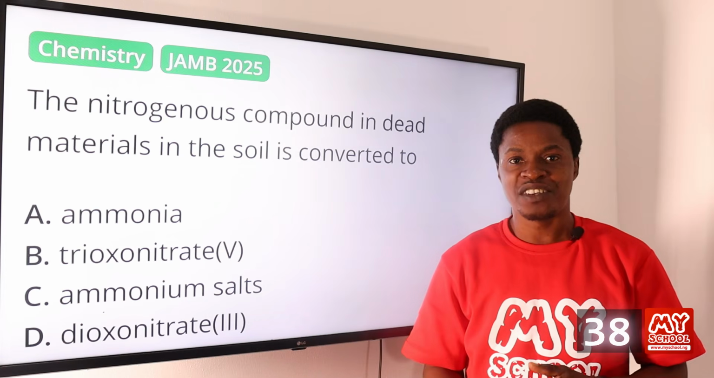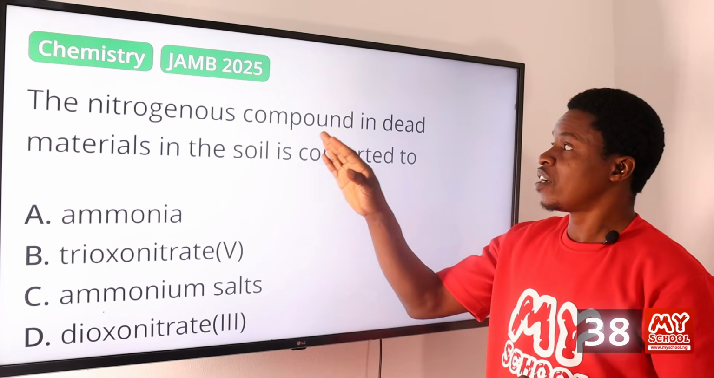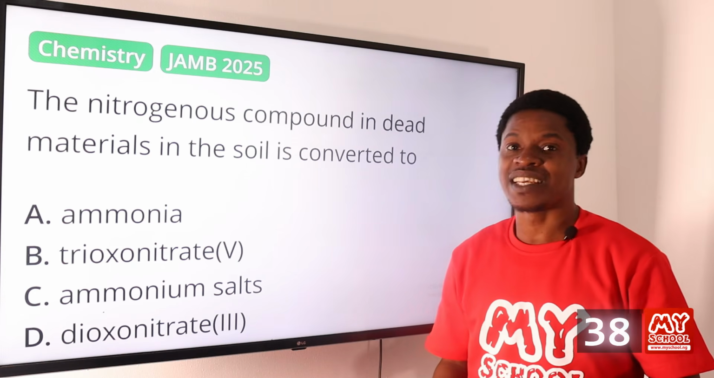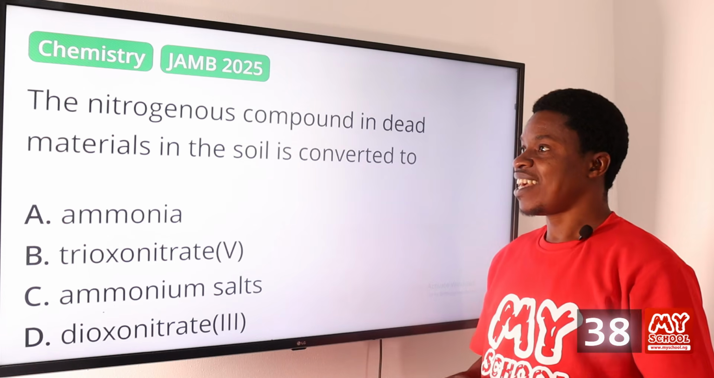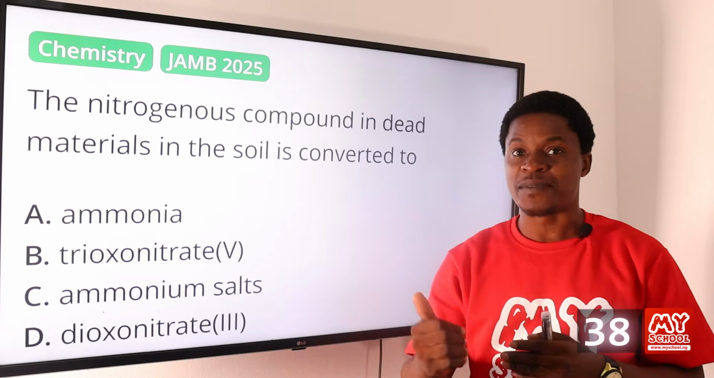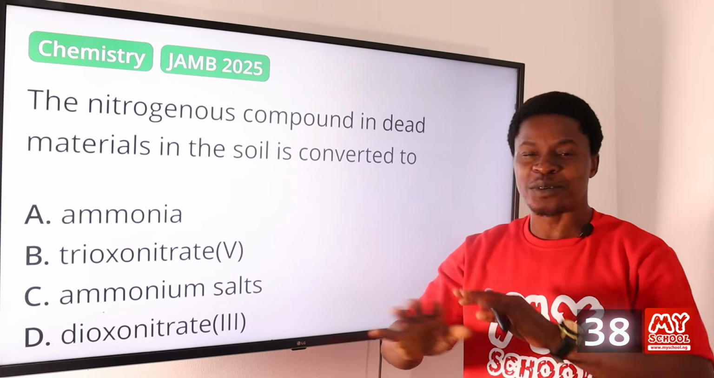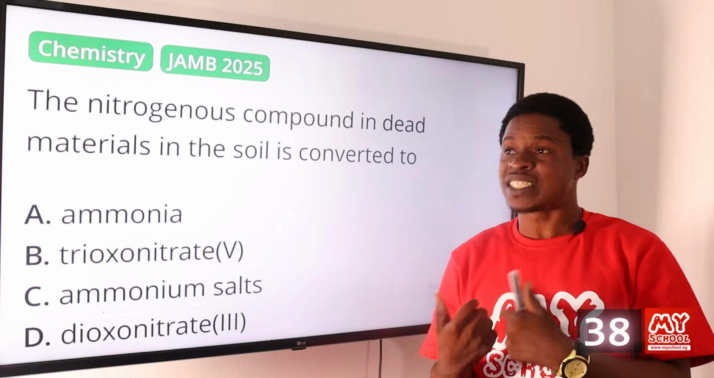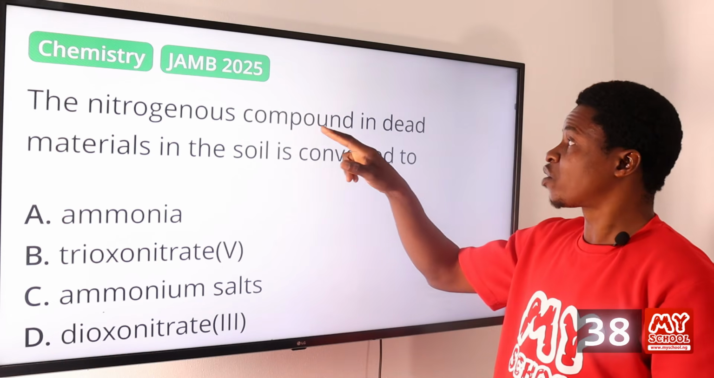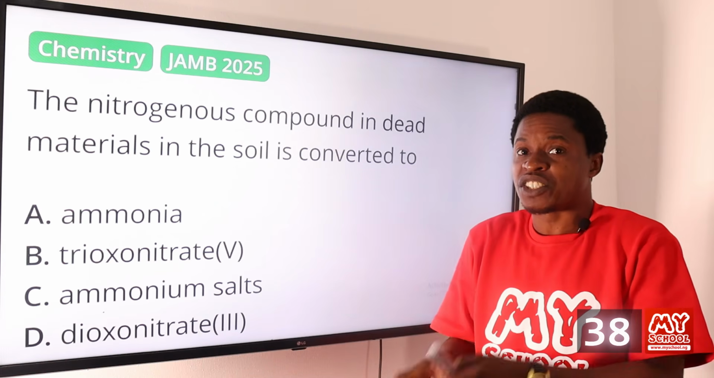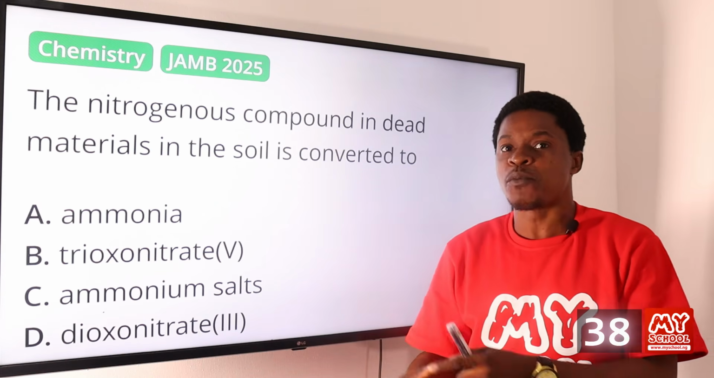Now let's move on to question number 38. The nitrogenous compound in dead materials in the soil is converted to what? That process is called ammonification, of course from the name ammonia. So it simplifies it. It has to do with microorganisms converting the nitrogenous compound present in the material in the soil into ammonia gas.